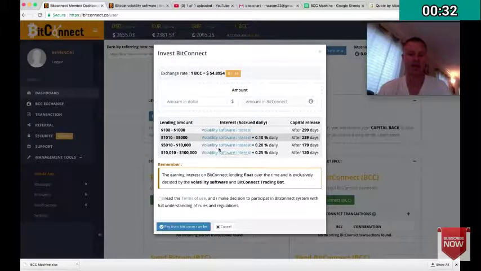Each one of these dollar amounts also has a capital release, or a term of your loan. So if you invest, let's just say $100, you'll be able to get that $100 back after 299 days. So this part of it eliminates any risk. And so that's just a brief overview.